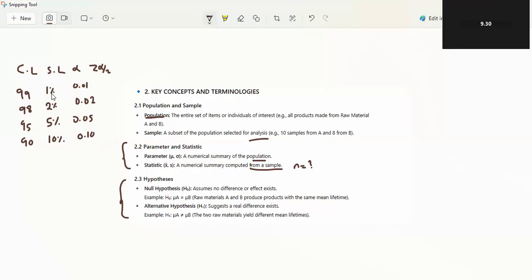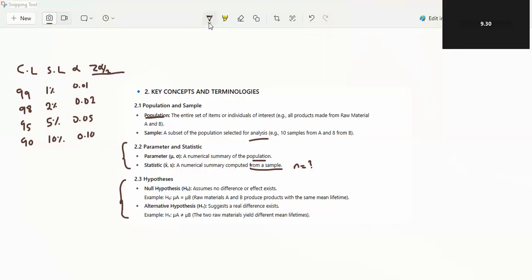So what we have there are simple differences from 100. 100 minus 99 is 1%. 1% divided by 100 is 0.01. 100 minus 98% is 2%. 2% divided by 100 is 0.02. 100 minus 95% is 5%, and so on. Our key values of interest here are the Z values that you need to memorize.